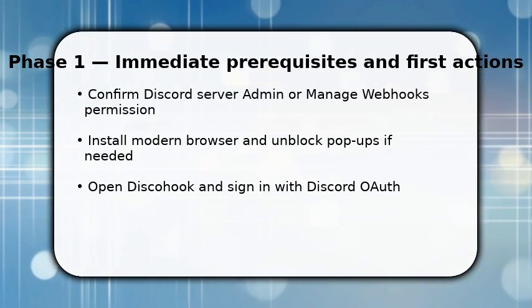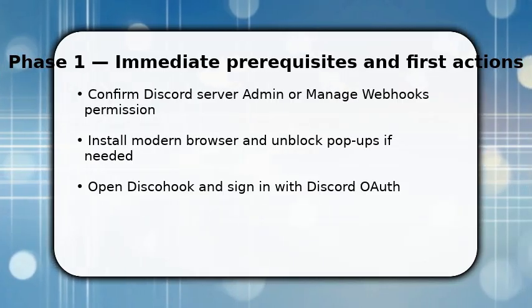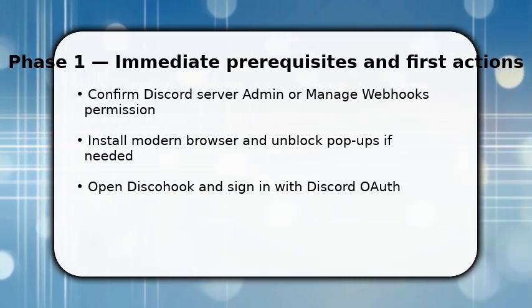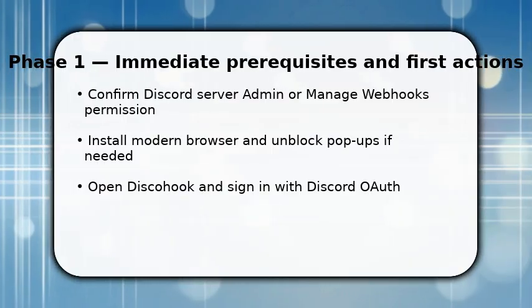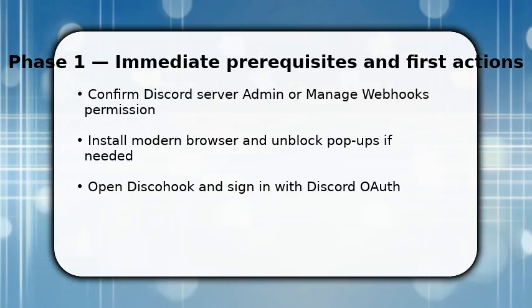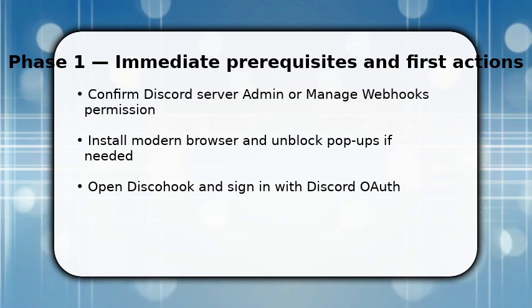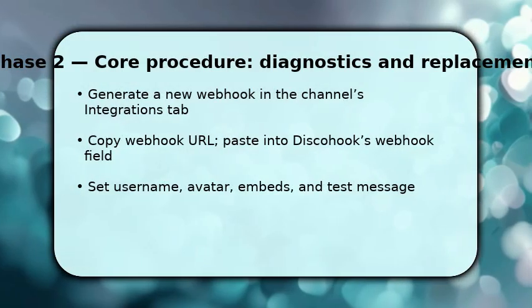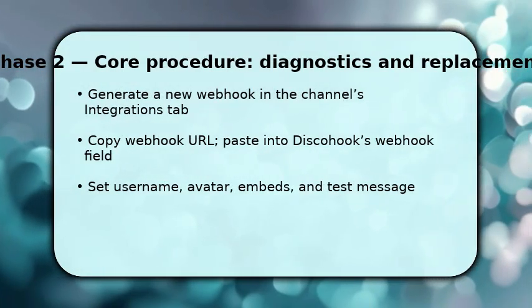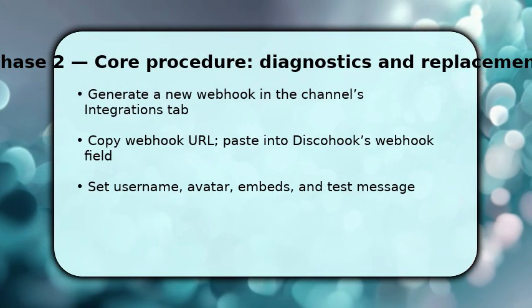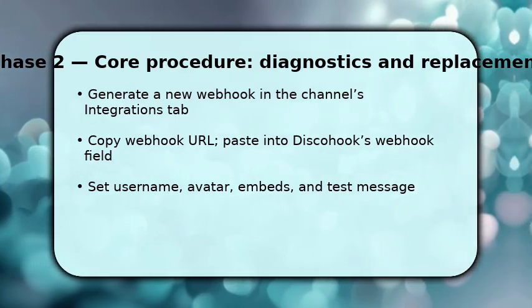This registers Discohook. Make sure to select the channel you intend to post to, because webhooks inherit channel-level settings and permissions immediately. Now generate a webhook in Discord's Channel Integrations tab and copy the full URL. This is the connection token. Once copied, paste it into Discohook's webhook field.